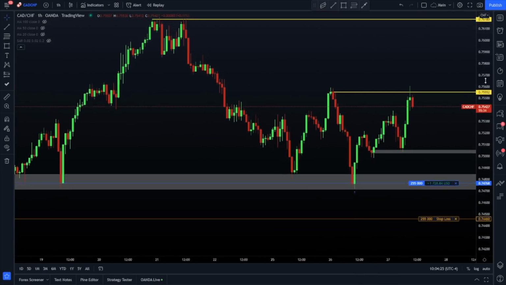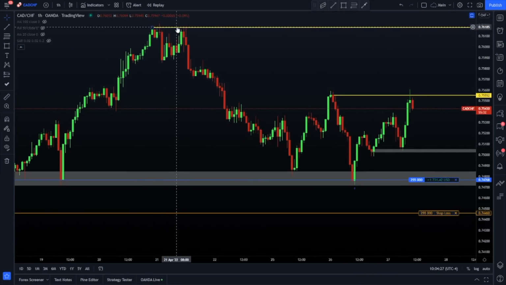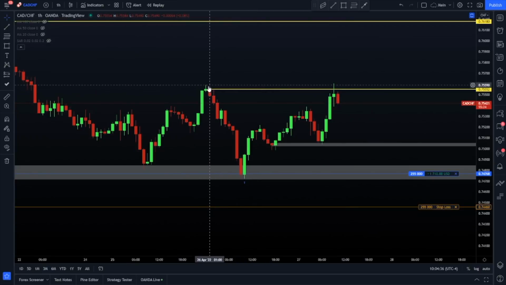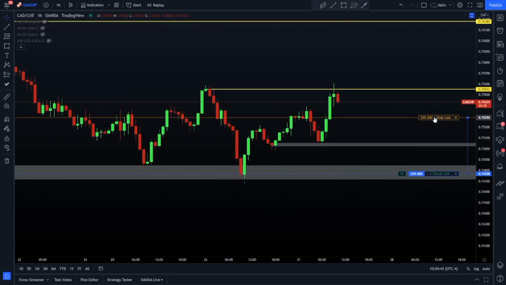So here's the thing. I think CAD Swiss has potential to hit my previous high target that I made on this yellow line here, right around 76.18. We've actually hit the recent target here, which was my cue to really start at least taking risk off the table. So after seeing that move up, it's time for me to go ahead and take this trade and lock it in to break even.